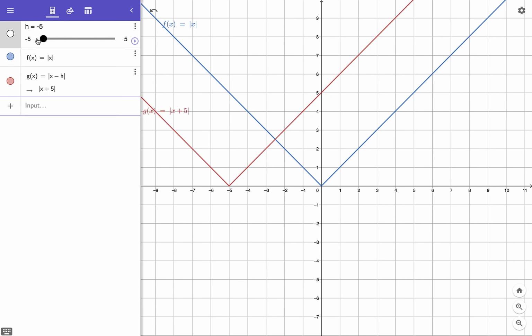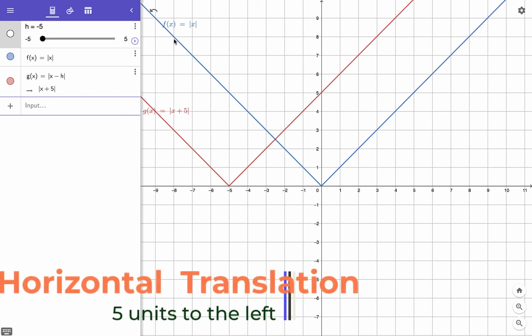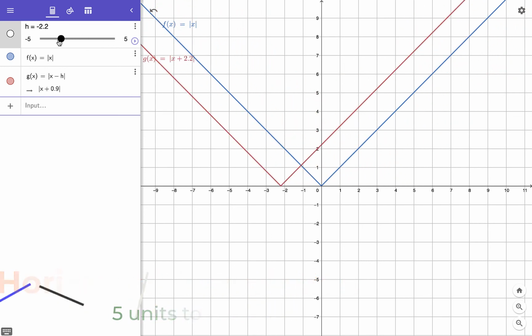If I make it minus 5 here, the function is f of x equals the absolute value of x plus 5, because minus minus becomes plus. So you get to the left and to the right, that's it.